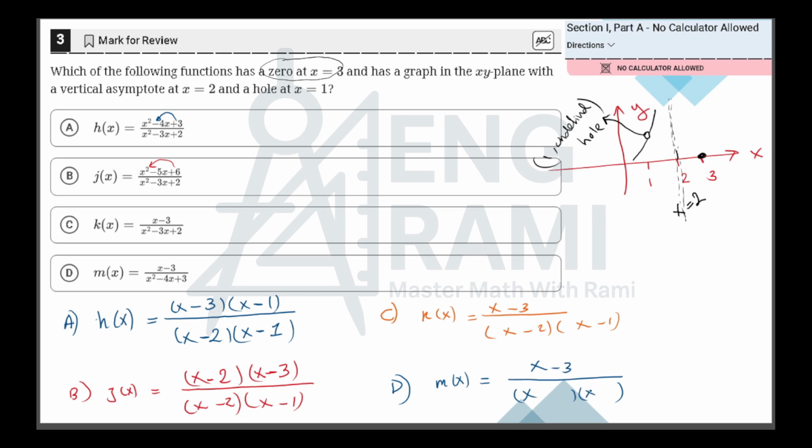The sign of the last term is positive, so both signs will be the same as the sign of the middle term, negative. So here we have negative 3 and negative 1.